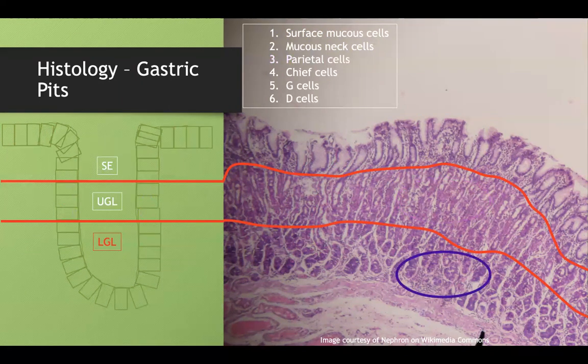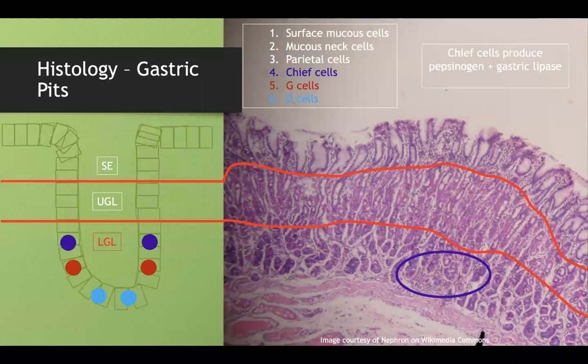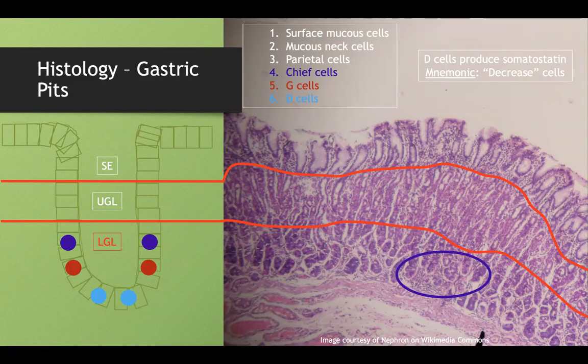Moving down to the lower glandular layer, we have several cell types. We have chief cells, G cells, and D cells. As we talked about before, chief cells, those are our CHOMP cells, produce pepsinogen and gastric lipase. G cells turn on the gas, so they produce gastrin. And D cells produce somatostatin, which I like to refer to as somatostopin because it decreases the secretion of other hormones.